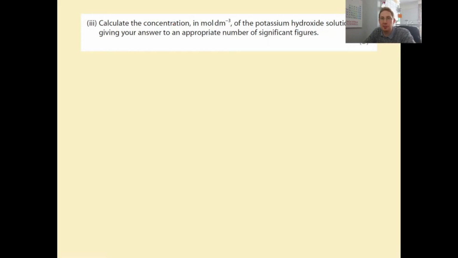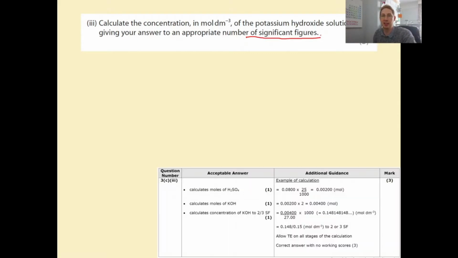Calculate the concentration in moles per dm cubed of the potassium hydroxide solution, giving your answer to an appropriate number of significant figures. You should be able to do this, but I just flagged the appropriate number of significant figures here, which is really important. So you calculate the moles of sulfuric acid from the concentration times the volume that was put into the conical flask, 0.002.